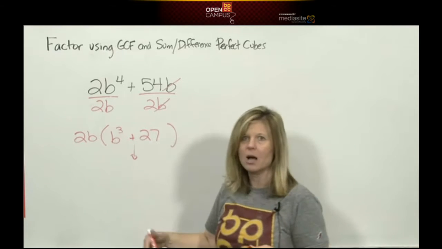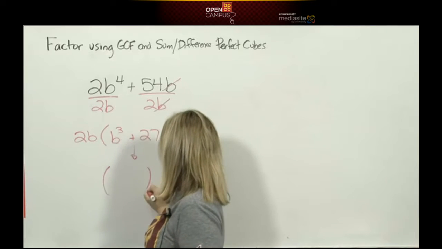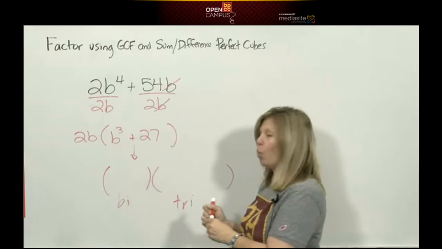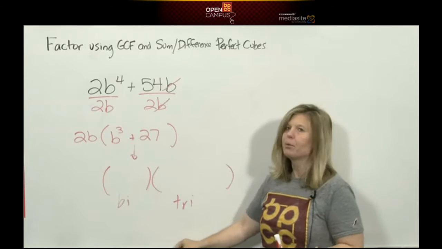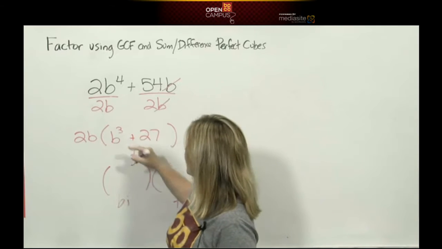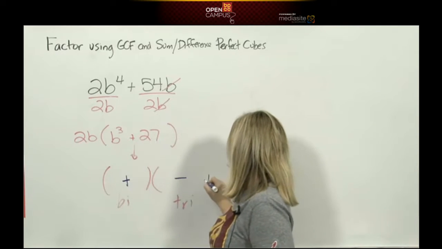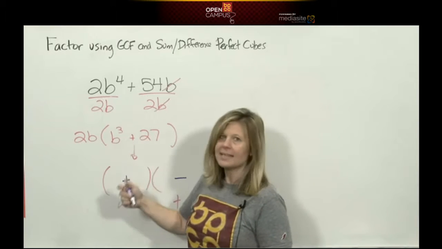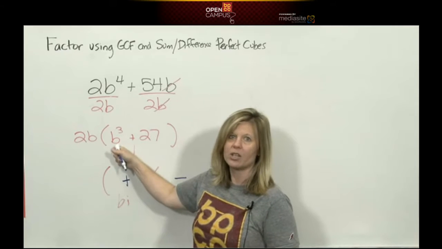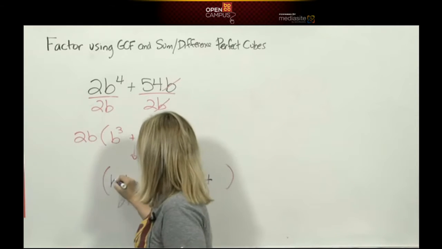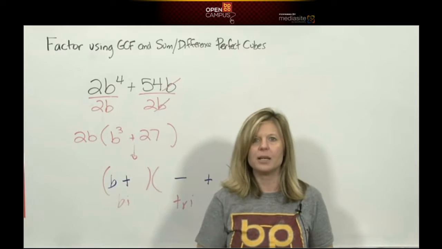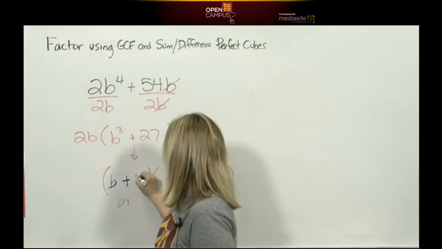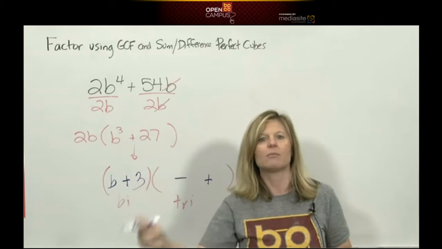When I factor a sum of perfect cubes, it's a binomial times a trinomial. When I factor a perfect cube, I put my signs first. If it starts out as addition, it goes plus, minus, plus. Memorize it. To get my binomial, I say, what did I multiply 3 times to give me b cubed? That would be b. b times b times b is b cubed. What did I multiply 3 times to make 27? That would be 3. 3 times 3 times 3 is 27.